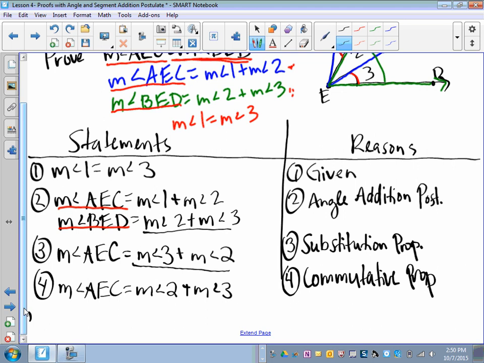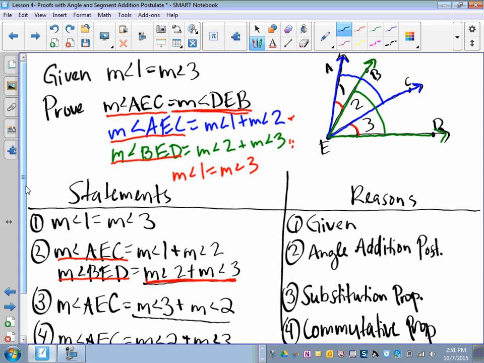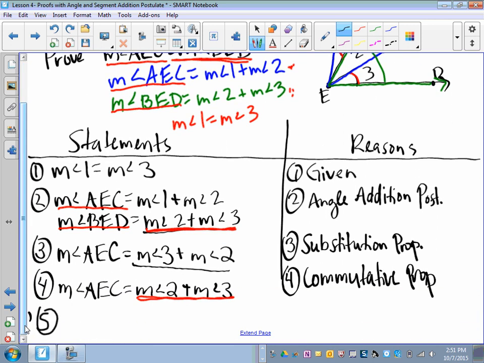Okay, so now this piece is exactly the same as this piece here. So then let's take a look at what we want to say. The measure of angle AEC is equal to this, but we know that that is just equal to the measure of angle BED.